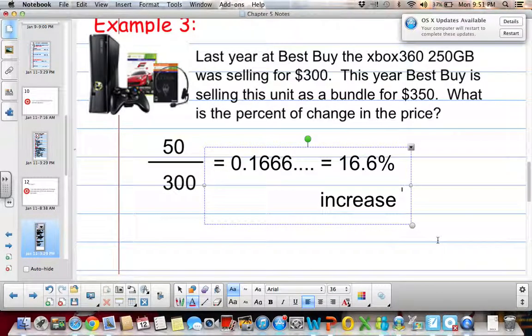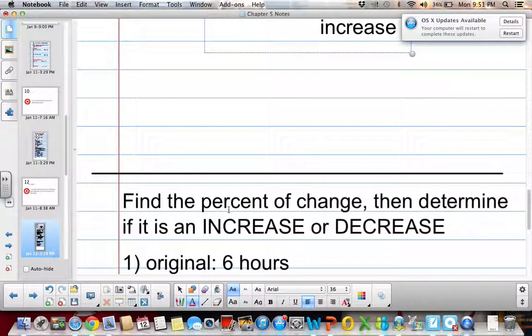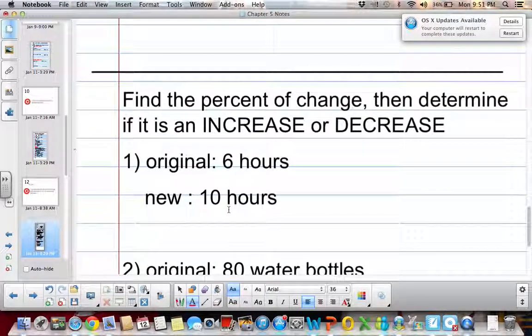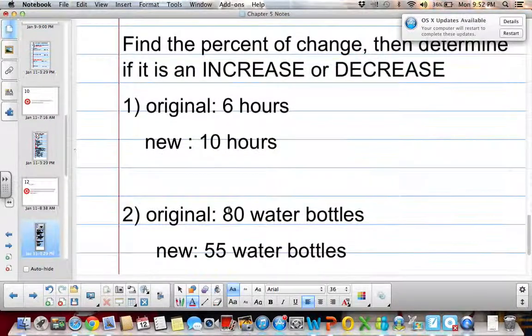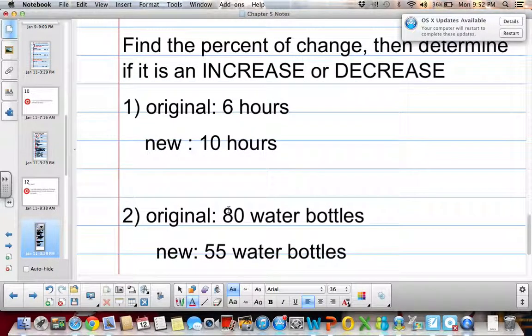Okay, so basically remember, you take the difference of the two numbers and then you put it on top of the original amount, or you're going to divide it by the original amount. Okay, here's a few more that we'll do really fast. Let's do one together, and then I'm going to have you do number 2 and 3 on your own really fast. So find the percent of change, then determine if it's an increase or a decrease.